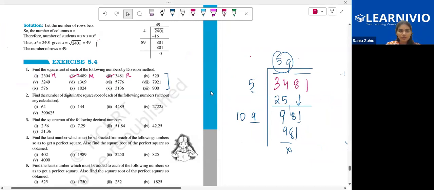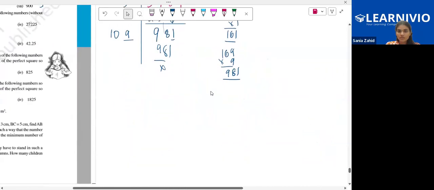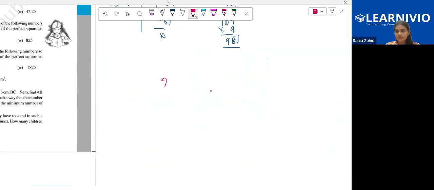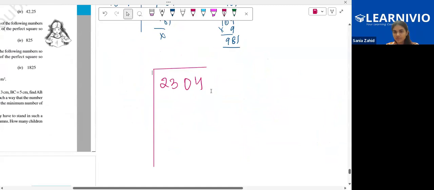So, first one, Harmeen had to do 2304. Harmeen, what will we do? How will you find it? First, we have to make pairs from the left of 2. So, what are the pairs? 23, 04. We have 23 and 04.